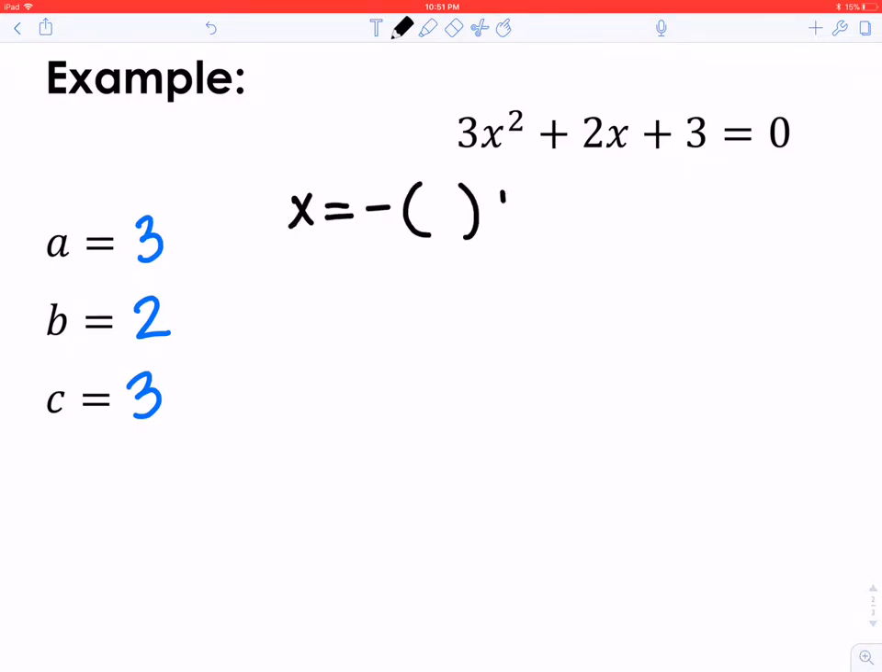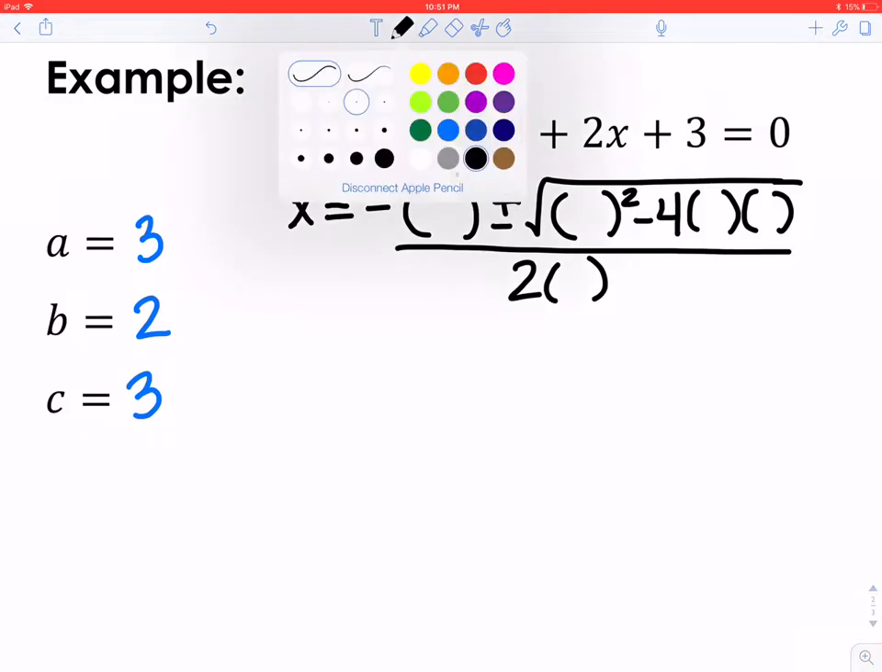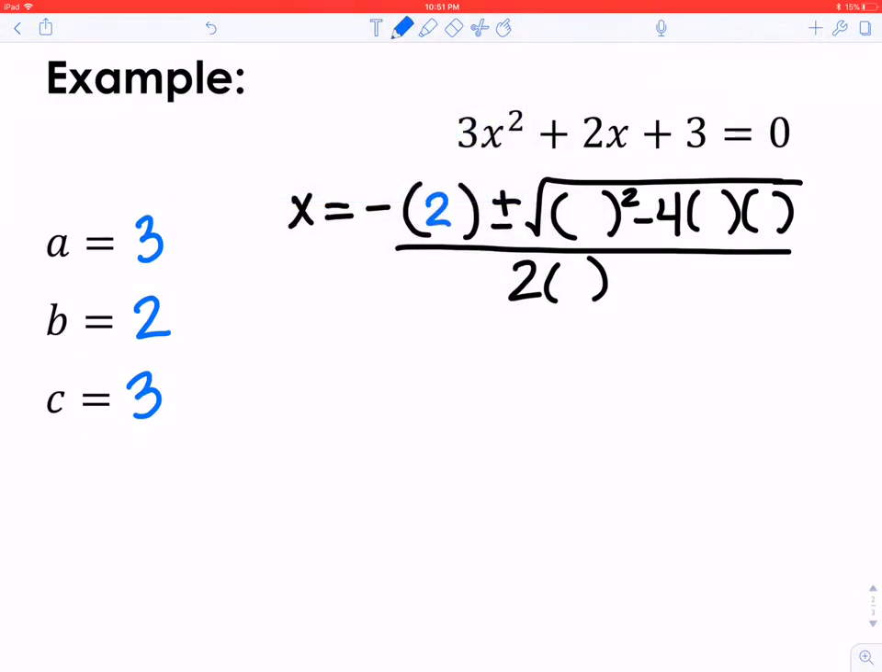X equals negative b plus or minus the square root of b squared minus 4 times a times c, all divided by 2a. Oops. Open parentheses. We don't need that a there, do we? All right, so negative b, my b is 2, plus or minus the square root of b, which is 2, squared, minus 4 times a, which is 3, and times c, which is also 3, all divided by 2a, and my a is 3. Okay, so let's follow our order of operations, start simplifying what we can here.